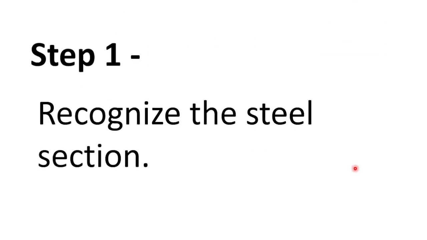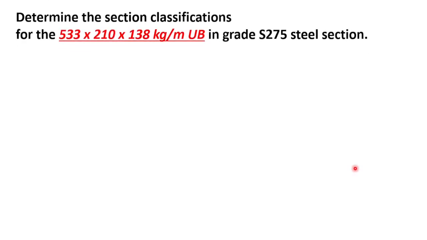Step number 1. Recognize the steel section. So what is the steel section? You can see in red color there is a number, 533 times 210 times 138 kilogram per meter UB. So this is the steel section. If you get a problem, you have to recognize the steel section. So now you know how to recognize the steel section.